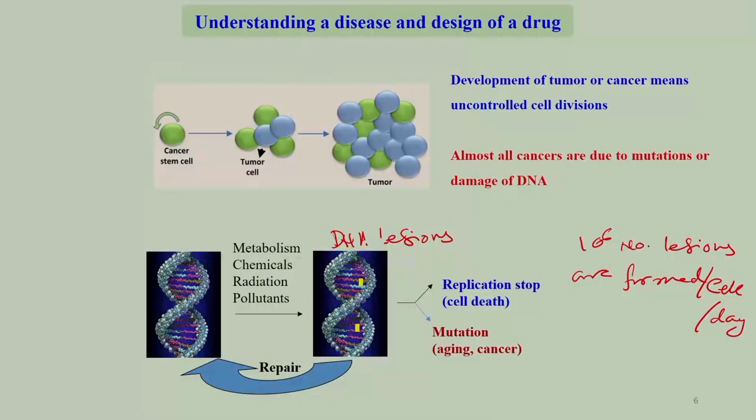But we have a very good mechanism to repair those lesions back to the normal. Usually all the lesions are repaired back to the normal DNA. But if they are not repaired properly, then there are two consequences. One is it can stop the DNA replication process, which means cell death, or it can induce mutation in the genome, which is basically the reason for aging or cancers. So, once we know the chemistry behind it, then only we can understand what mutations happen, how to alter those, and how to design a drug once you understand a disease.